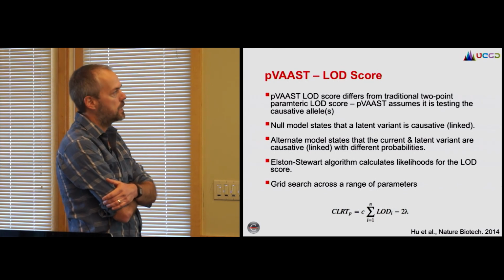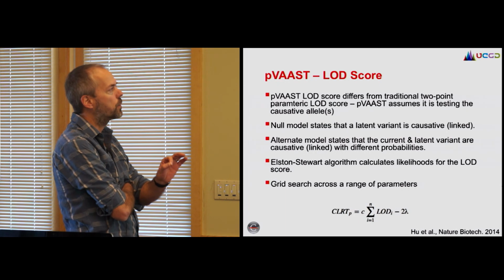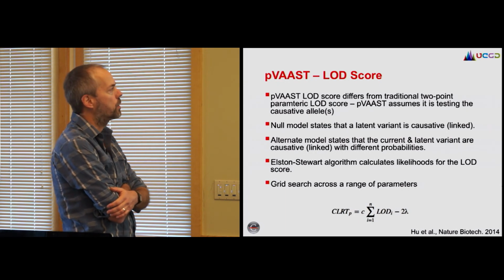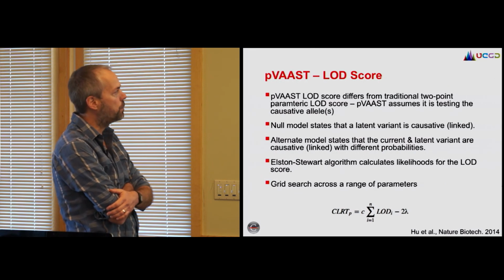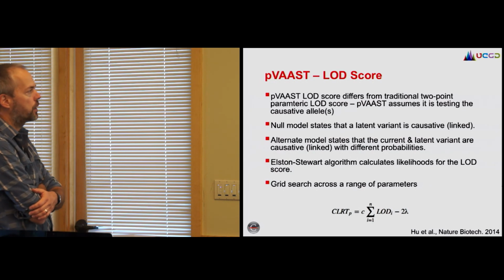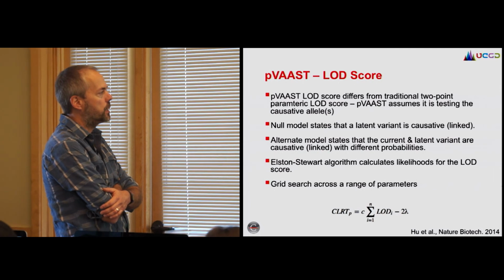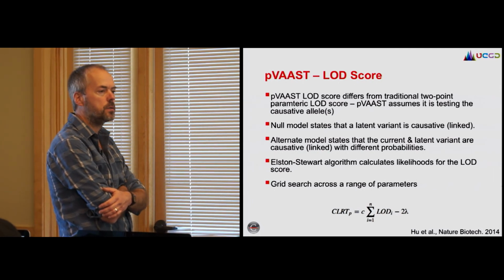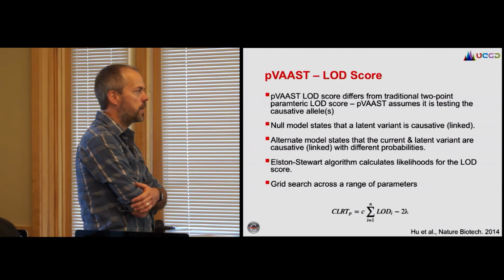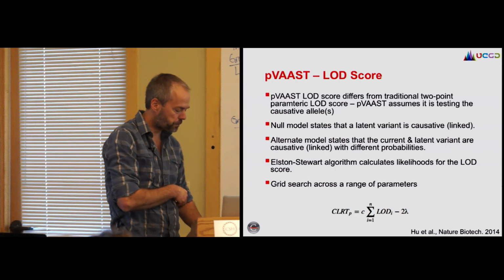The alternate model states that the site that we're considering at this particular location, as well as a latent site somewhere else, are both causative and linked with some kind of differential probability. The Elston-Stewart algorithm is used to calculate the likelihoods for the LOD. And because there are a number of parameters to pVAAST that can affect the ultimate LOD score, a grid search across a range of those parameters is done to maximize the LOD score for each site.